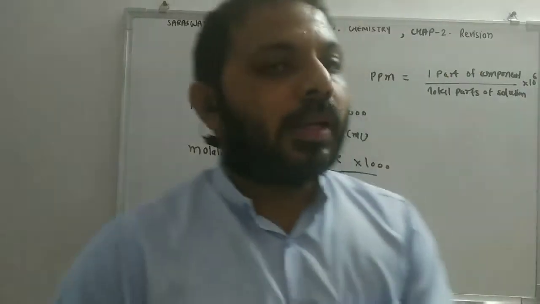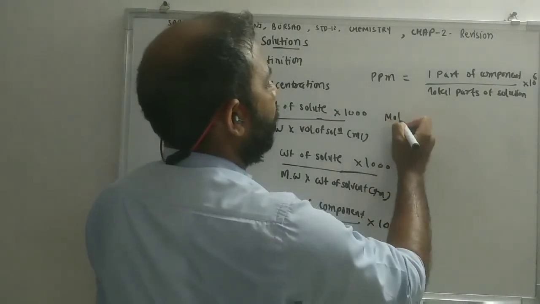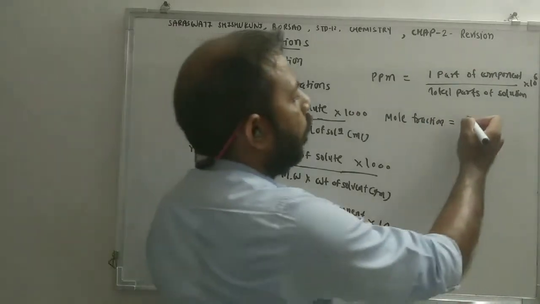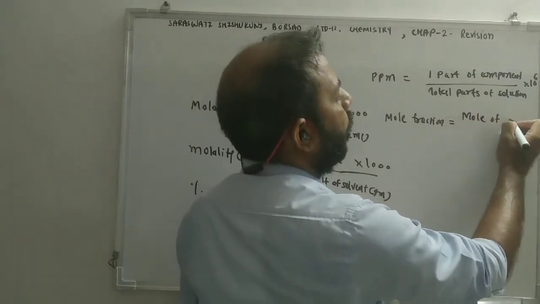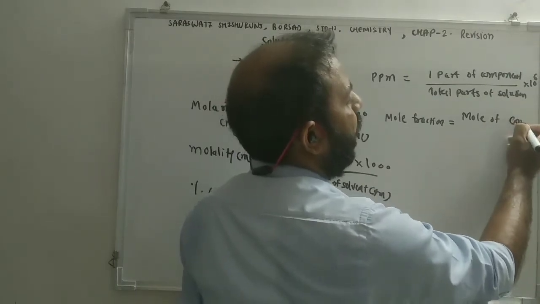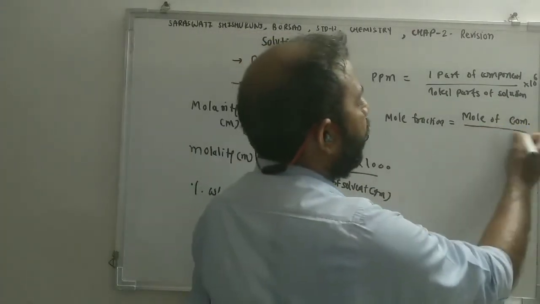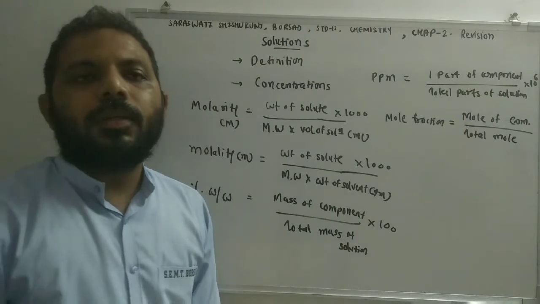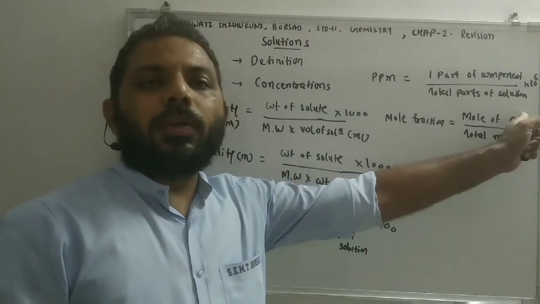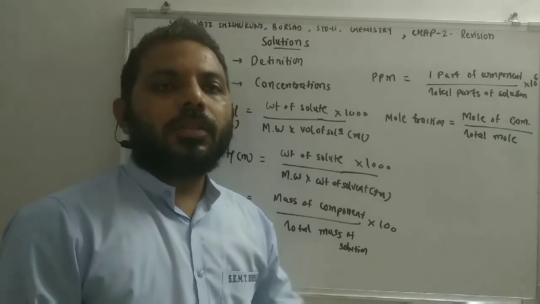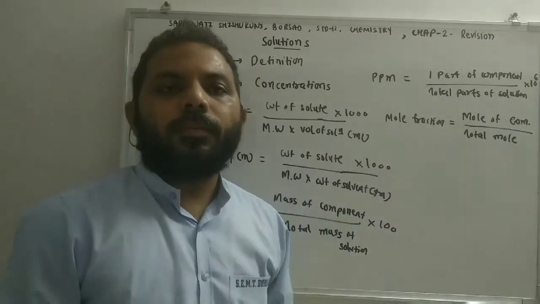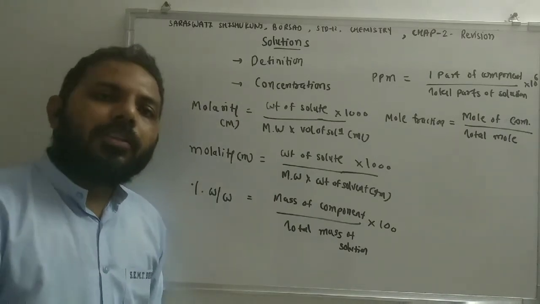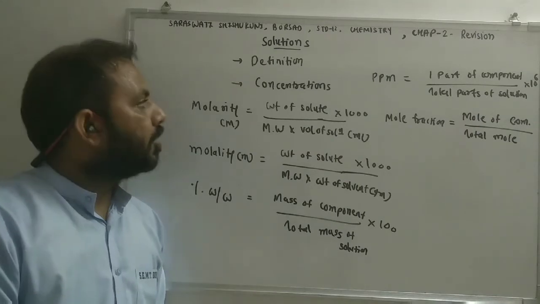Then one more formula, that is mole fraction. So mole fraction is equal to moles of any component. So I am writing in short form, mole of component divided by total mole. Okay. So mole of a particular solute or solvent divided by total mole. Total means moles of solute plus moles of solvent. Okay. So this is mole fraction. So these are the important formulas which you need to remember for the concentration terms.